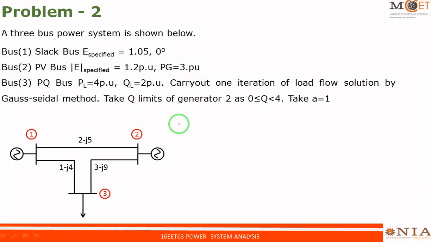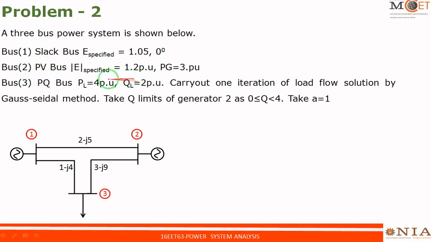The first problem, we have seen a 3-bus system. In that 3-bus system, both buses were PQ buses and 1 bus was a slack bus in problem 1. And in this problem, we have 1 slack bus, 1 PV bus and 1 PQ bus. Earlier, both bus 2 and bus 3 were PQ buses. Here, one is a PV bus and the other one is the PQ bus.